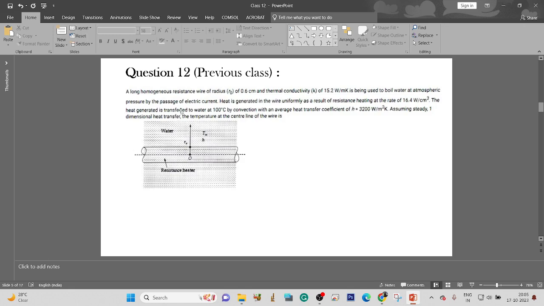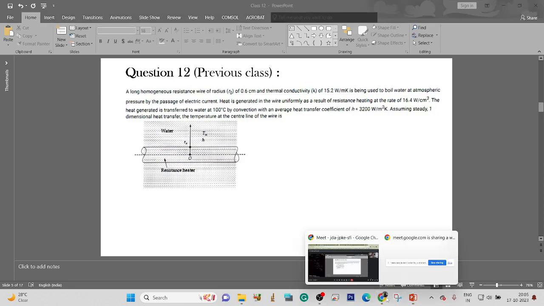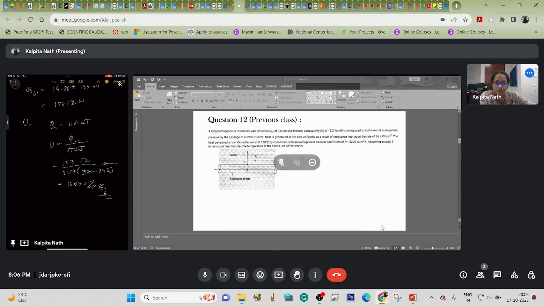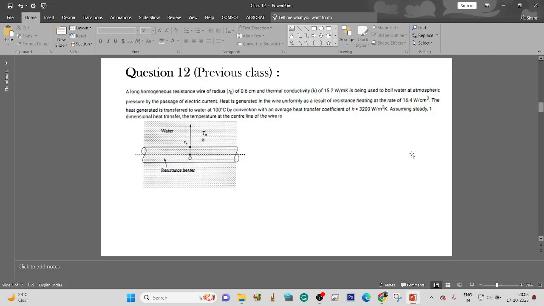A long homogeneous resistance wire of radius r naught of 0.6 centimeter and thermal conductivity 15.2 watt per meter Kelvin is being used to boil water at atmospheric pressure by the passage of electric current. So electric current is sent and it is heating the water up. Heat is generated in the wire uniformly as a result of resistance heating at the rate of Q per unit volume, which is given.